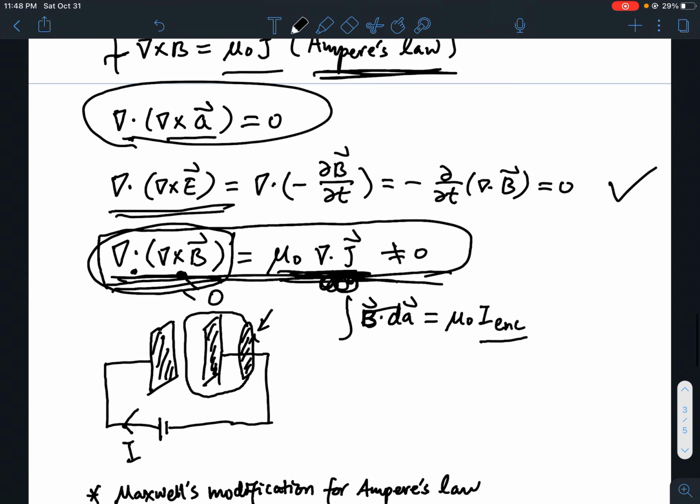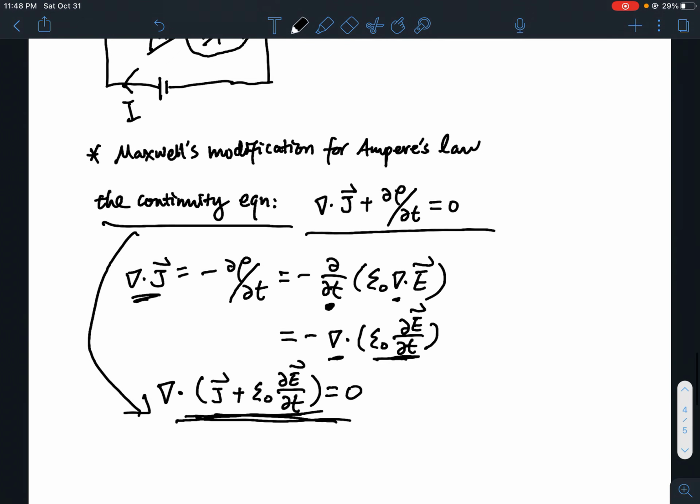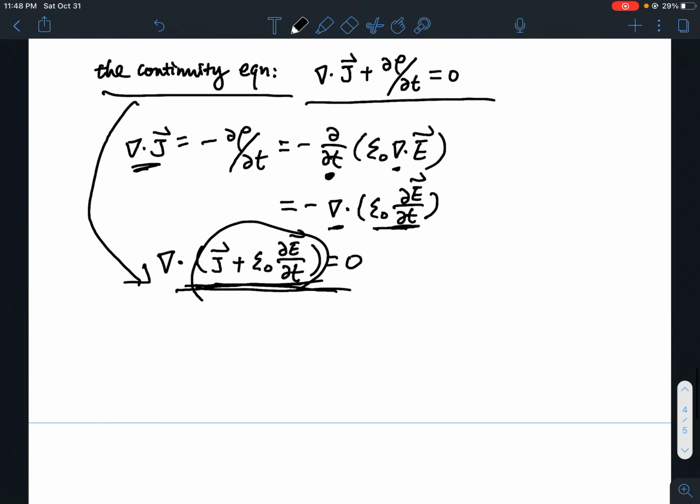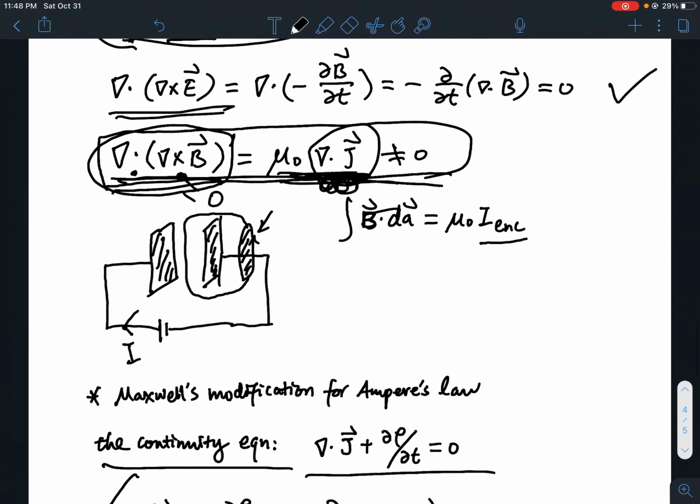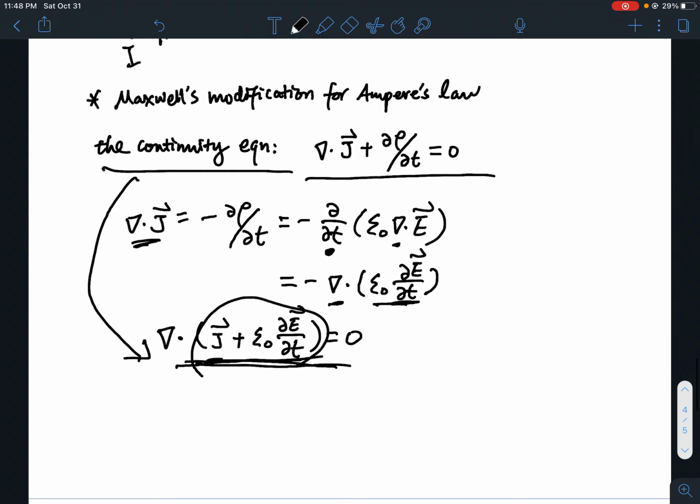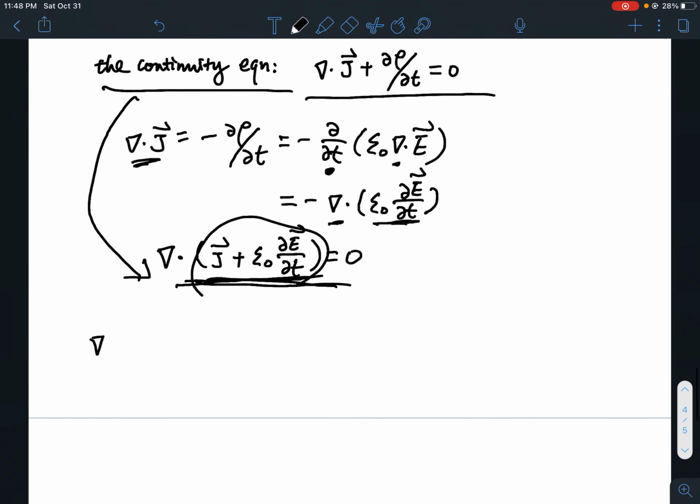Maxwell had the idea: can we replace this del dot J with this? And I think that is his smartest idea. Once you replace this J with this, we can have Ampere's law. Ampere's law originally is mu 0 J. Now we just replace this J with this.